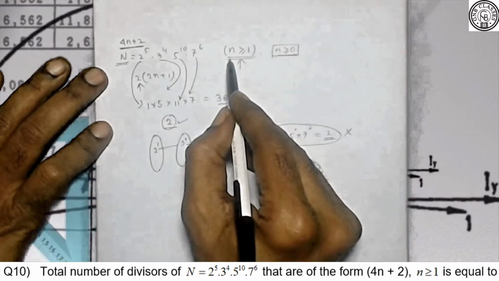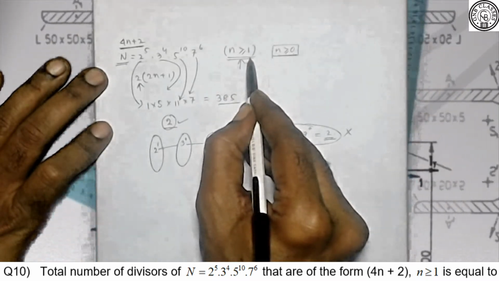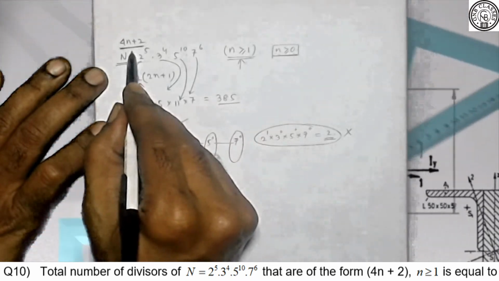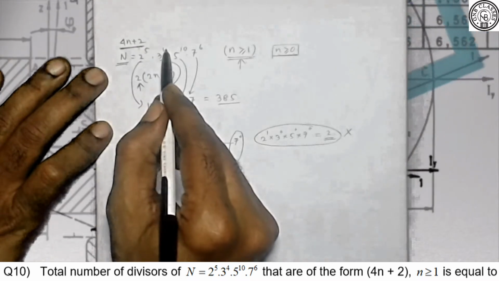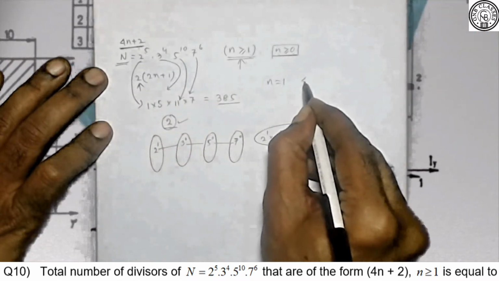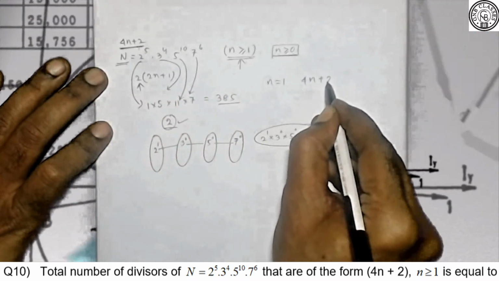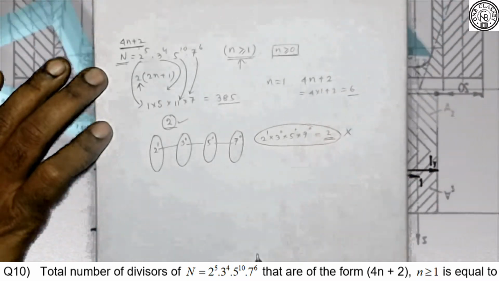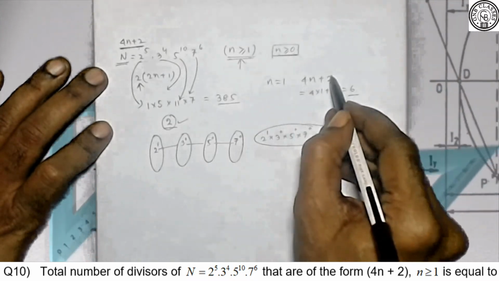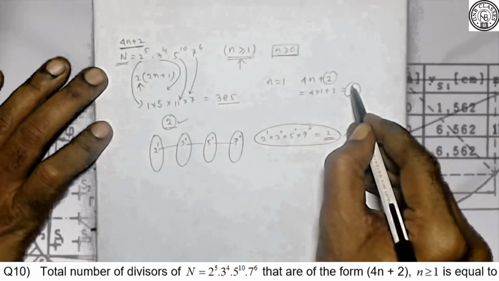Because in that case, when n starts from 1, the first factor that you are getting of the form 4n plus 2 is not 2. Rather, it will be 6. Because when n is 1, the first factor of form 4n plus 2 will give you 4 into 1 plus 2, which is 6. Is it clear? It will not start from 2. Rather, it will start from 6.